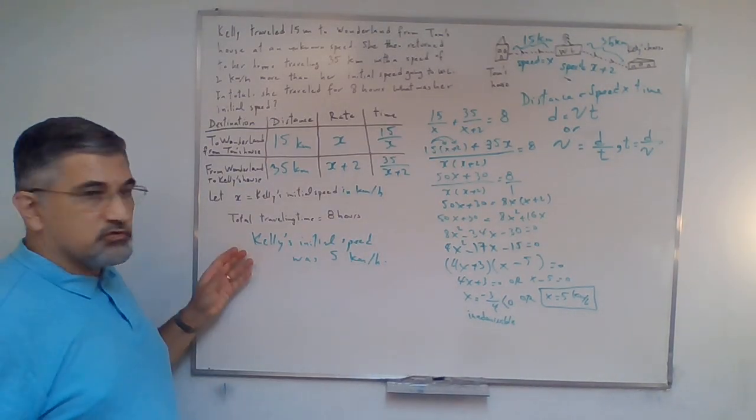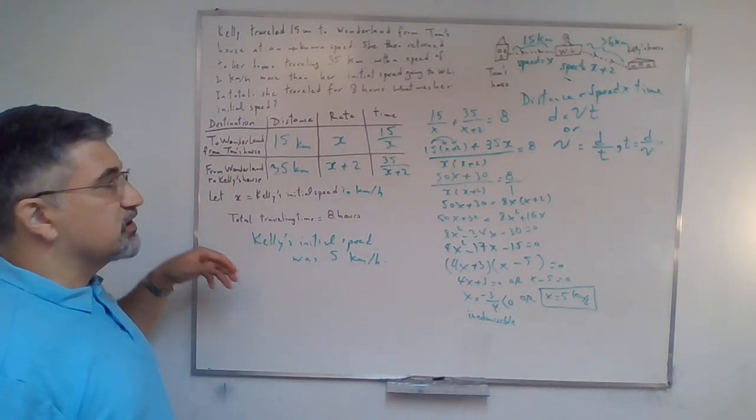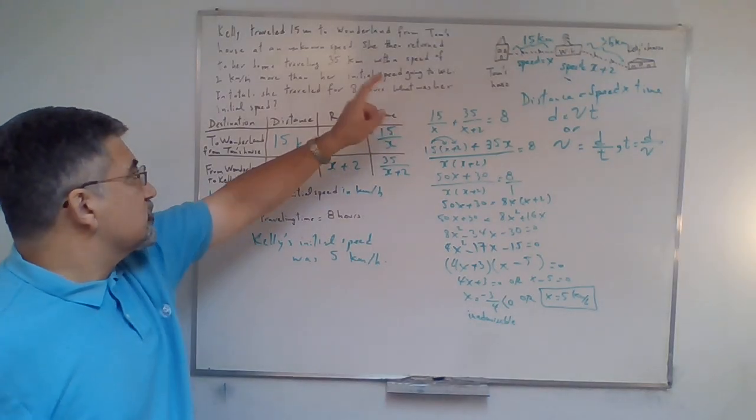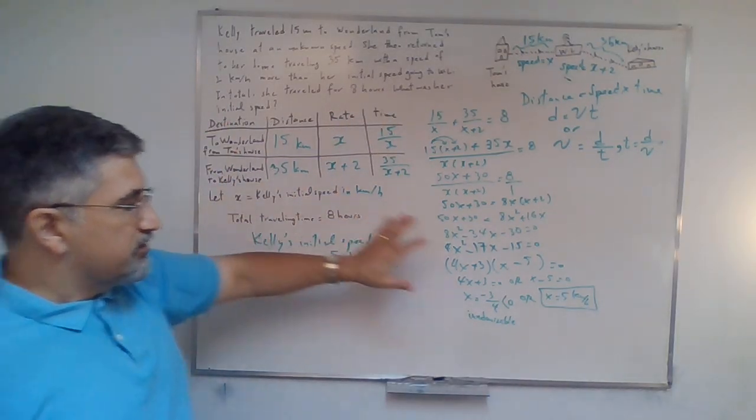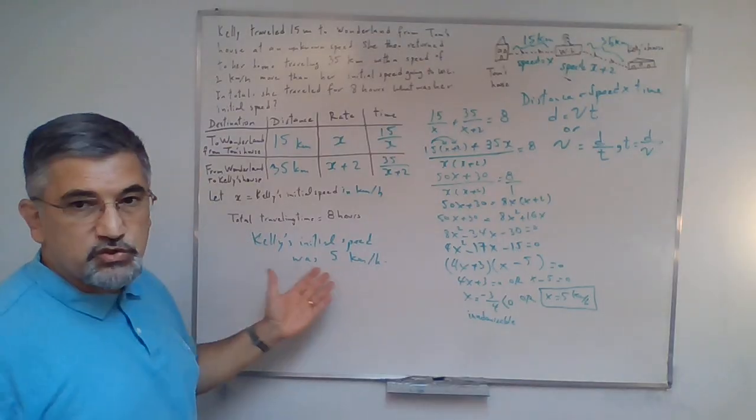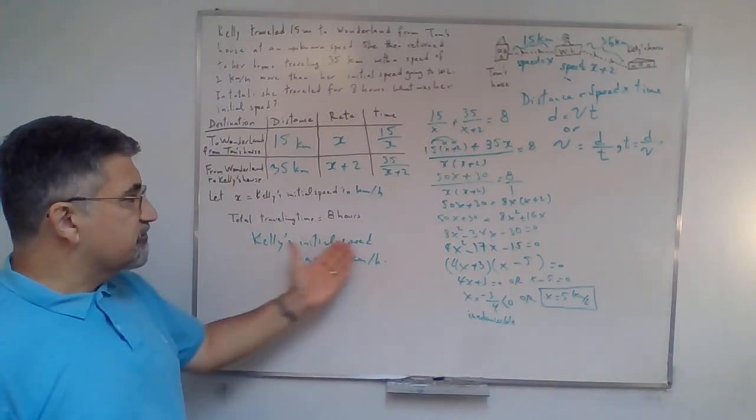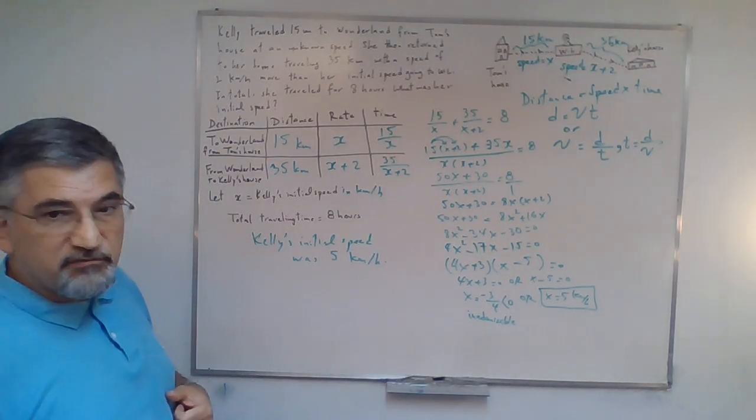We need to write a final closing statement or a paraphrase to actually answer the question. The question says, what was her initial speed? You can't leave the question at this step. You have to answer it. And how do you answer it? By writing a final closing statement or some sort of paraphrase.